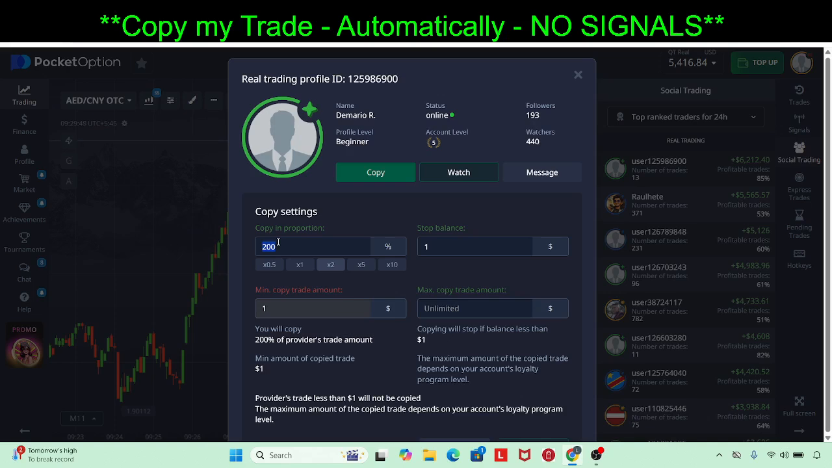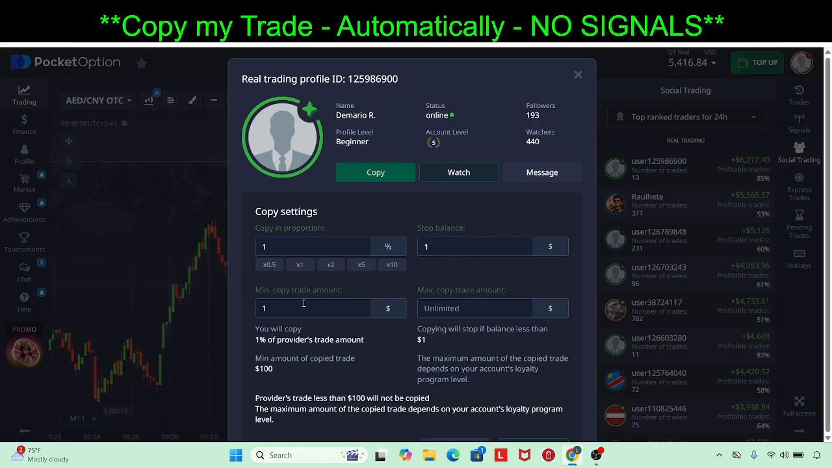Now, in case of stop balance, let's say you have $5,400. If you are copying my trade, I would suggest not to touch any of these 3 boxes because I make $200 per trade and 3 trades per day. No more than that, no less than that. So there is no use for these boxes to be touched, because whenever my copy traders touch these boxes, all of my trades are not copied in their account. So I would suggest not to use this stop balance and minimum maximum copy trade amount.